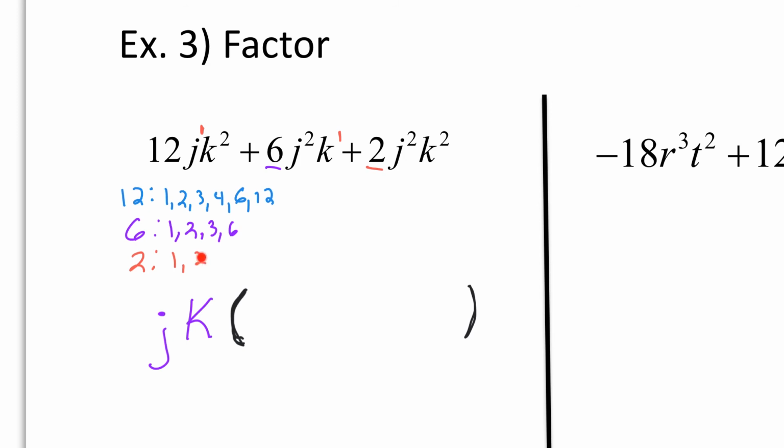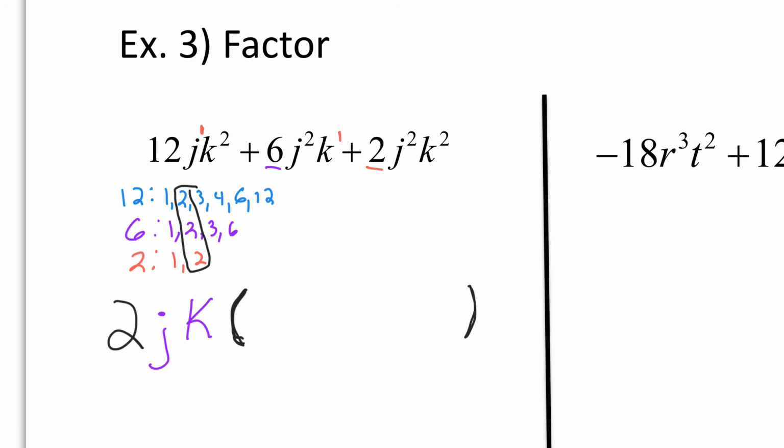So notice, the only common factor, or the greatest common factor, is 2. 2, 2, and 2. These ones, yeah, they have more common factors, but we are working with 3 different ones, the 12, the 6, and the 2. So the one that goes into those 3 numbers is the 2. So I'm going to use this number here outside of the parentheses, 2jk.